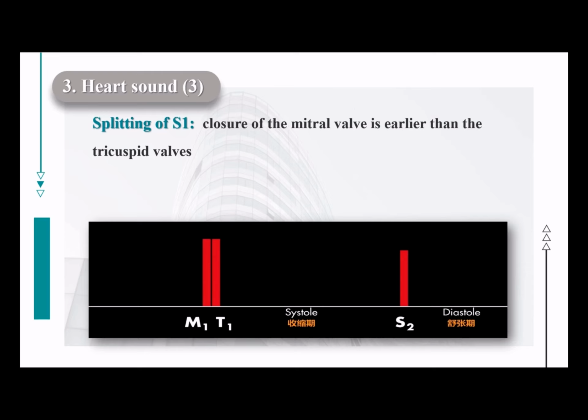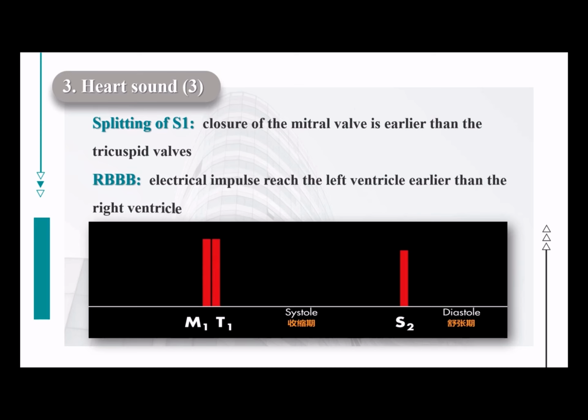A split S1 is usually heard in the setting of a right bundle branch block. Because in RBBB, the electrical impulse reaches the left ventricle earlier than the right ventricle, resulting in mitral and tricuspid valves to close at different times. Let's listen to the audio about splitting of S1.